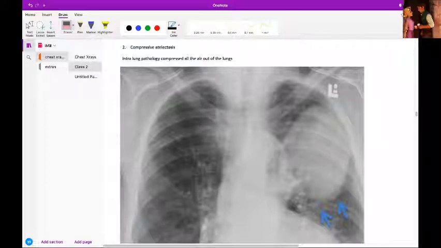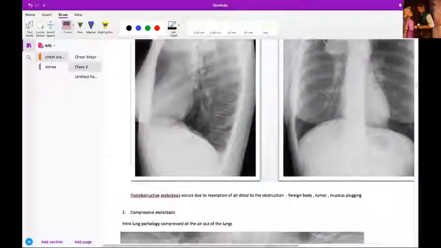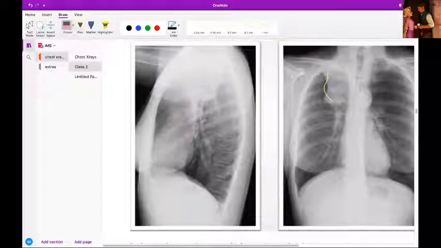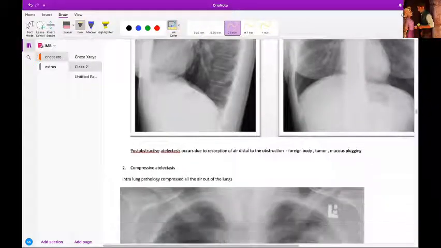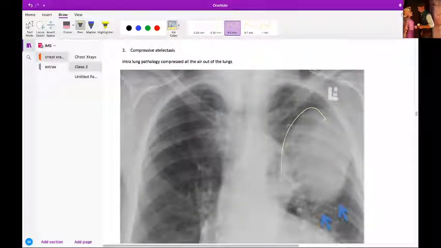So not distal but around it. Like over here, I'll tell you, over here the mass is actually only around here. This is the mass actually. But the atelectasis is all the way here. But here the atelectasis is only around the mass.